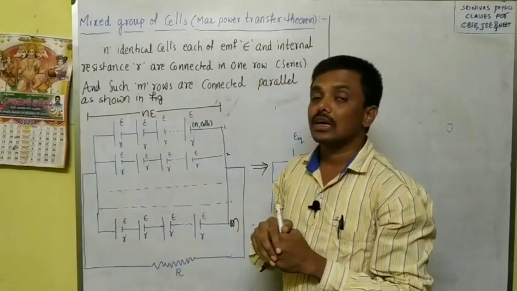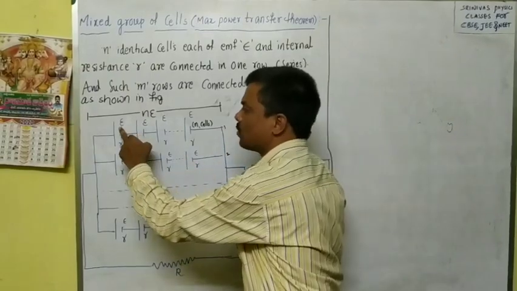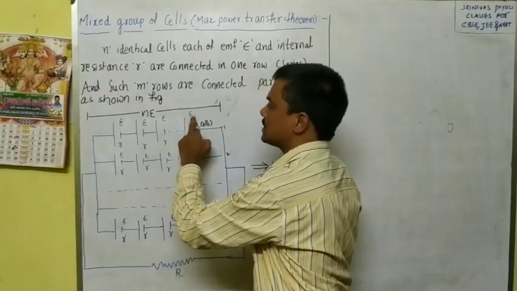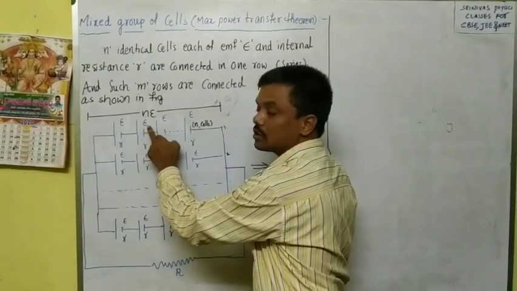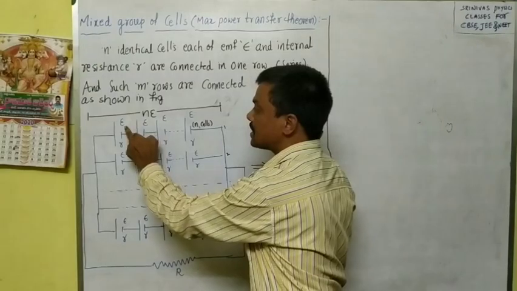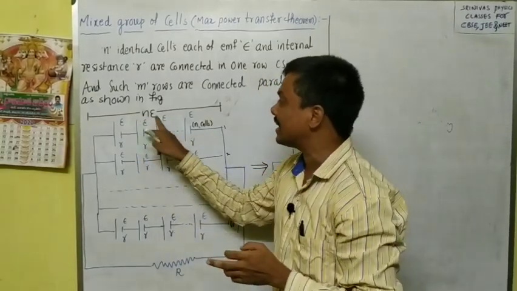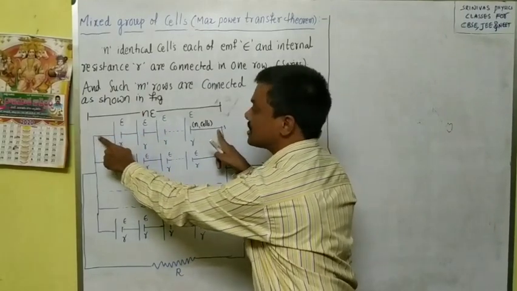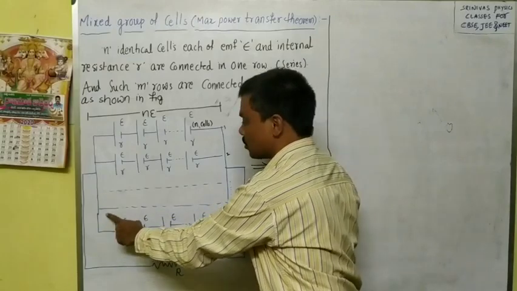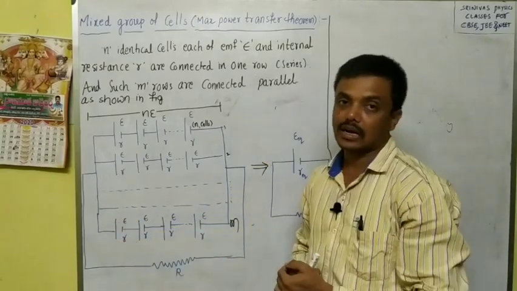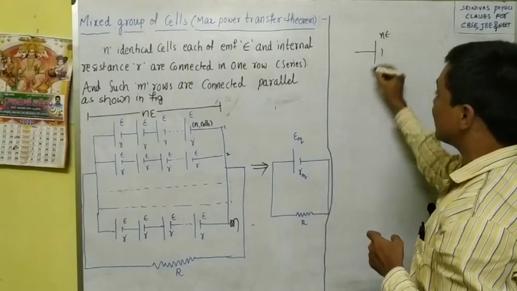We know the effective EMF in series combination: we just have to add E plus E plus E plus E. In one row there are n cells. If only 2 are there, it is E plus E, 2E. If 3 are there, E plus E plus E, 3E. Here n cells are there, that's why nE. Total EMF in one row is nE, and in this row also nE, in this row also nE. Then how many nE's are connected?